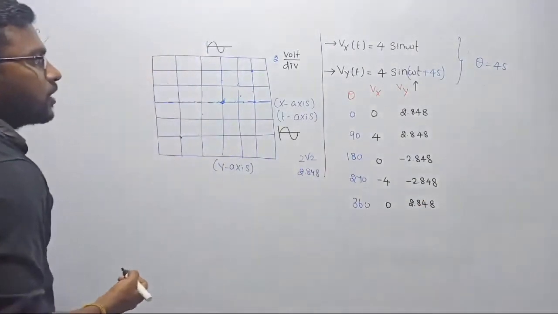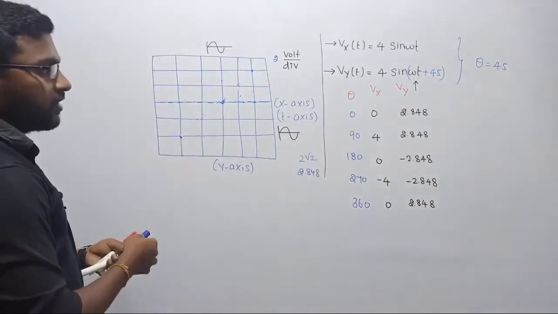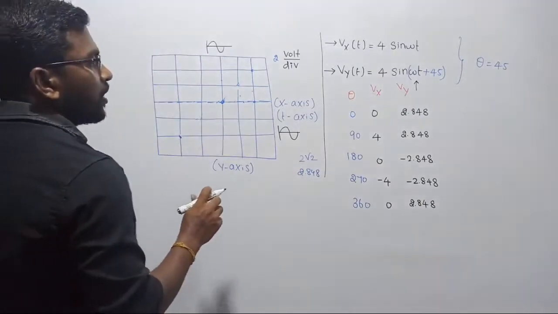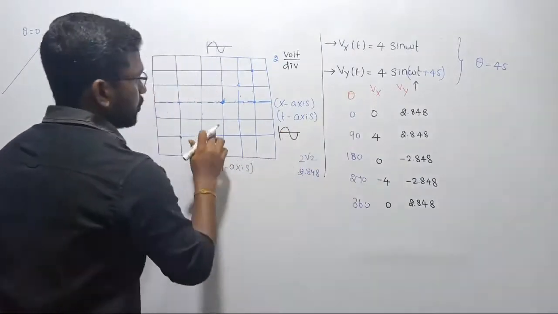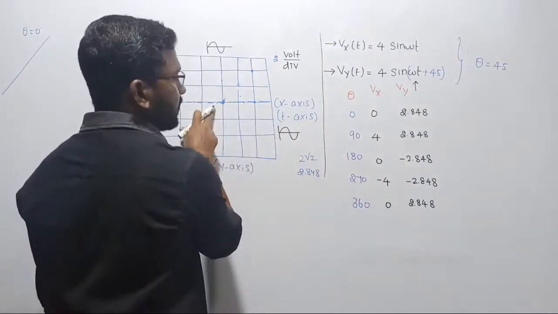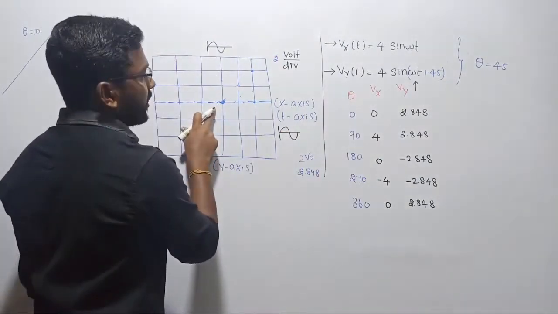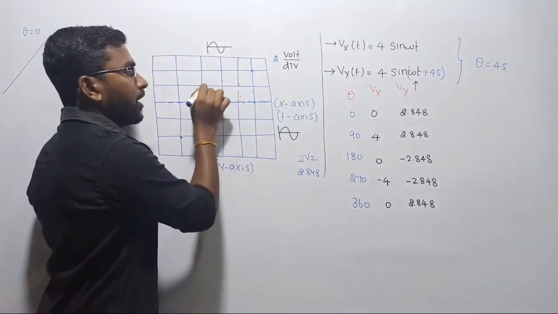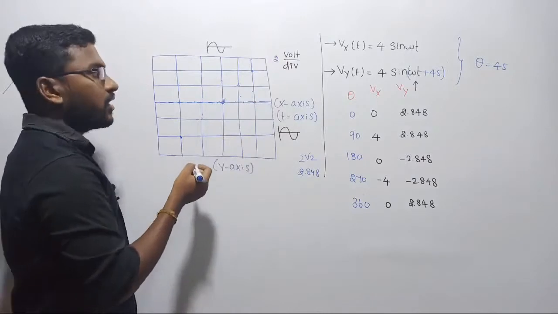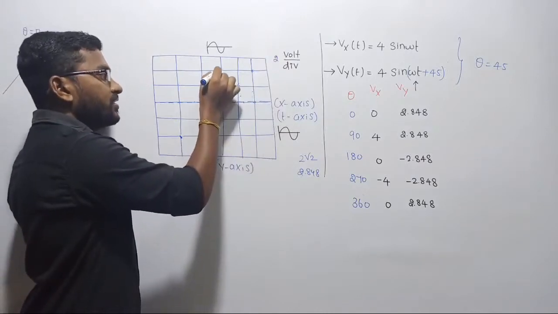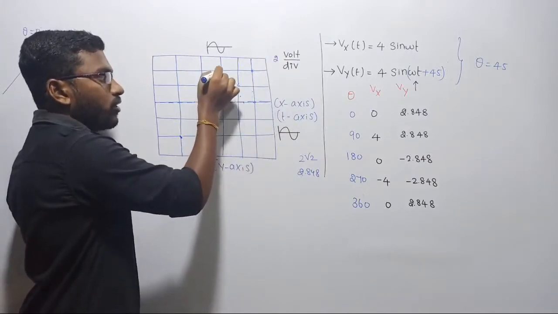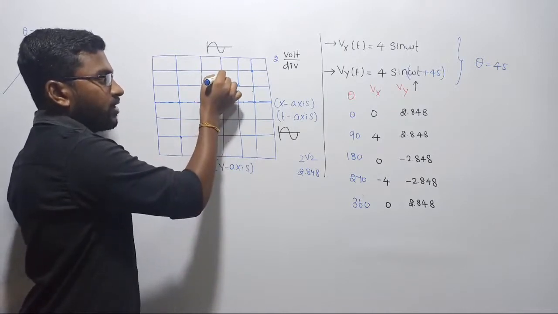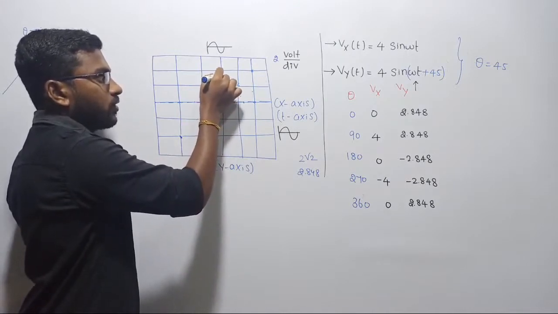So let us place both x and y axis values here, right? So what we have done at theta equal to 45 degree, right? First, when Vx value becomes 0, this is the origin. The X-axis value will be at the origin, whereas the Y-axis value will be 2.848, approximately 3, right? See there, per division we are considering 2 volts. It means 3 lies somewhere between 2 and 4, somewhere here. X-axis value is 0, Y-axis value will be 3, so this is the spot.